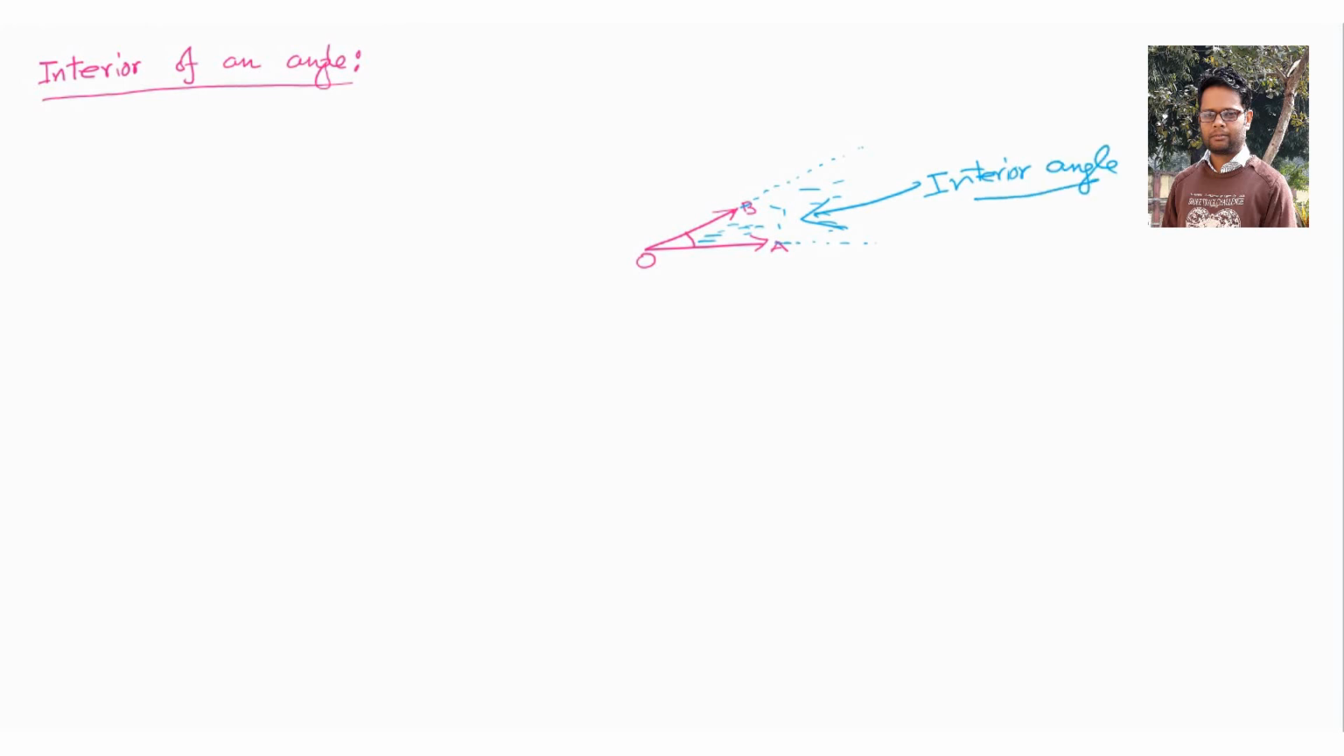And the outer portion, the non-shaded portion, is called the exterior of an angle. The exterior of an angle is a region that lies outside the angle. Here the shaded portion is called the interior and the non-shaded portion is called the exterior of the angle.